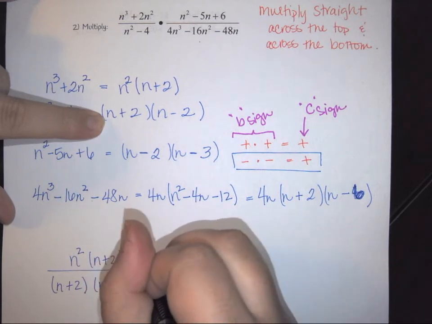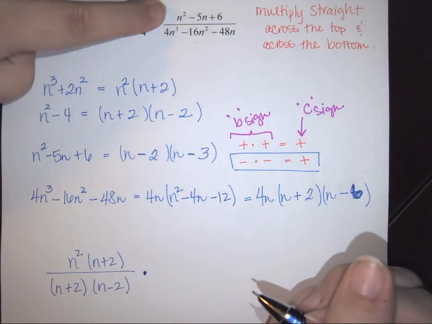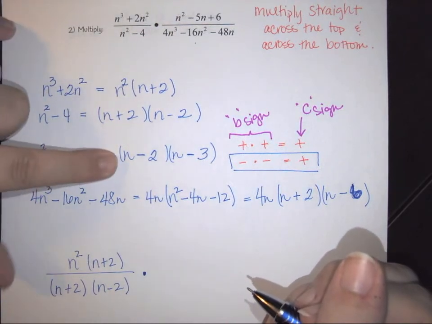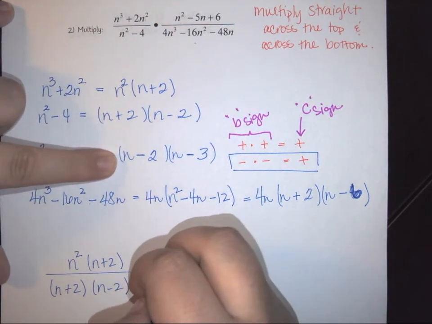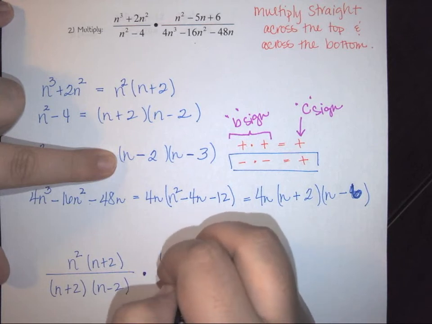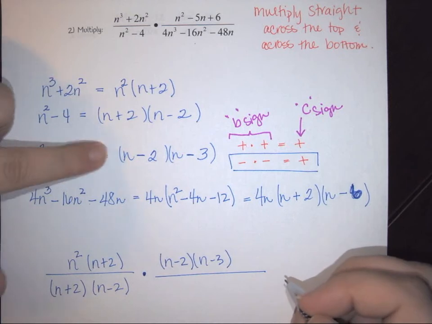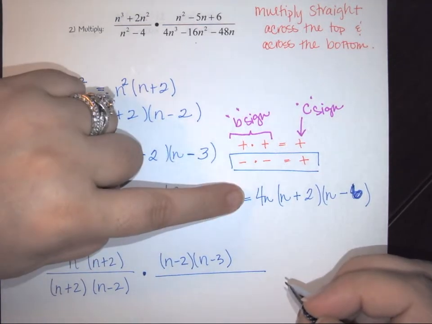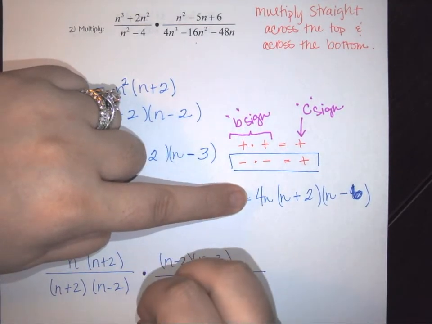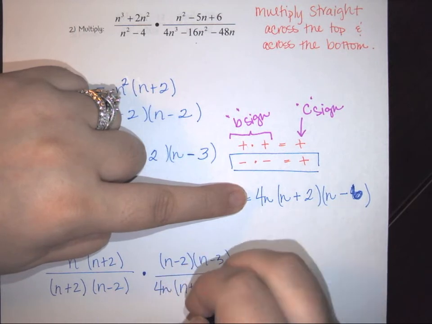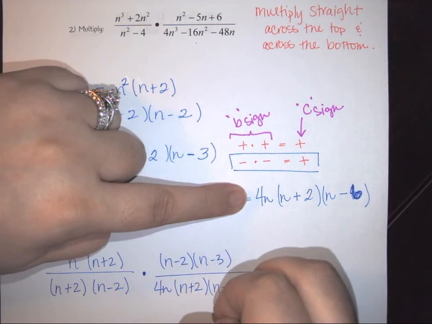I am still multiplying. N squared minus 5n, so the third term here, which is these two, goes on top. So this is n minus 2 times n minus 3. And then the last but not least, this one over here goes on the bottom. 4n times n plus 2 times n minus 6.